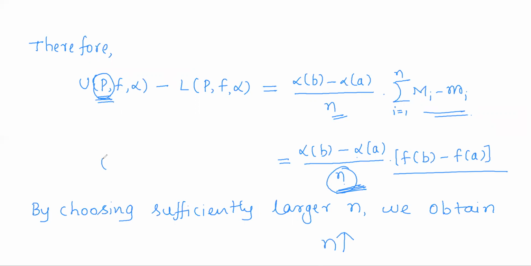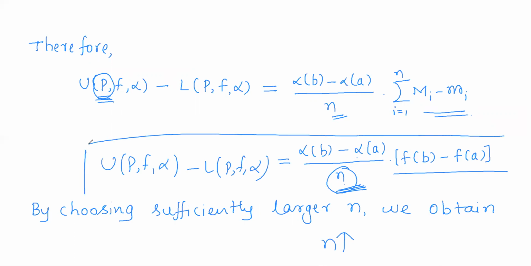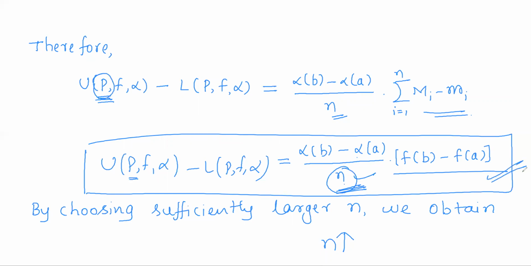So this is the generalized one. UPF alpha minus LPF alpha is equal to this, which is true for any positive integer n. So take any positive integer value for n, correspondingly you will get a partition P with this property, right?